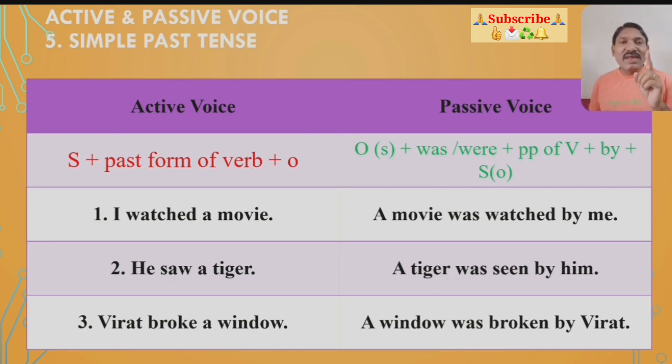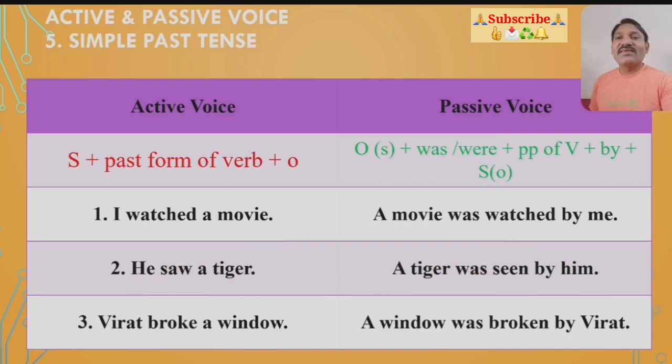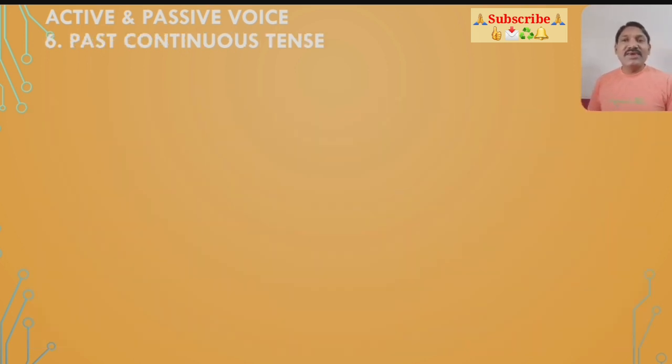Now the third one: Virat broke a window. In this sentence, Virat is the subject, that is the doer of the action, broke is the verb and a window is the object. Now the object becomes the subject and the subject becomes the object. A window was broken by Virat. Okay students, have you understood? So these are the forms of passive voice. Very good.